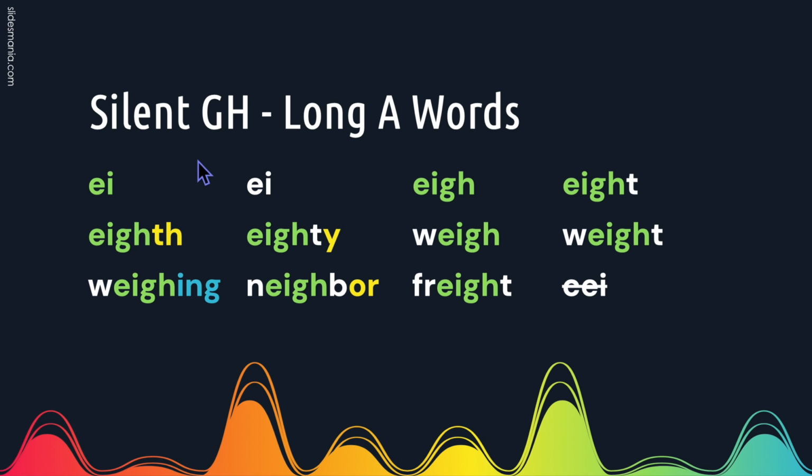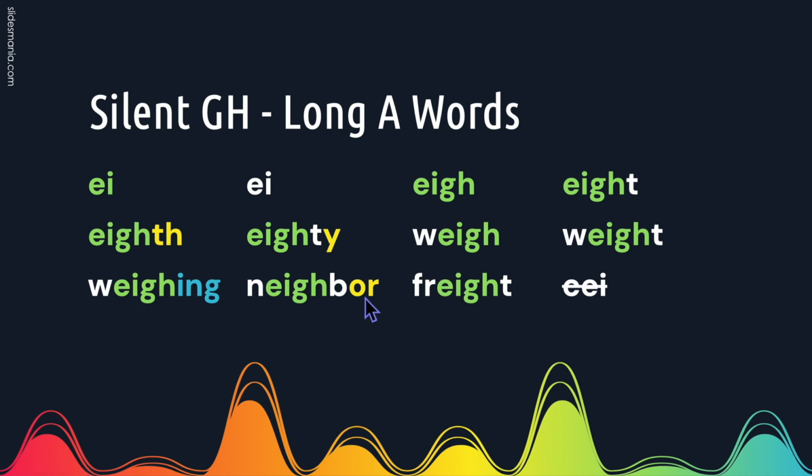Here are some more words with a silent GH. In all of these words, EI is going to have a long A sound. So this sound is "A". This is also "A", with the GH being silent. Eight, like the number. TH in this word will say "th": eighth. Eighty. Remember that a Y at the end of a long word usually has a long E sound. Weigh, weight.